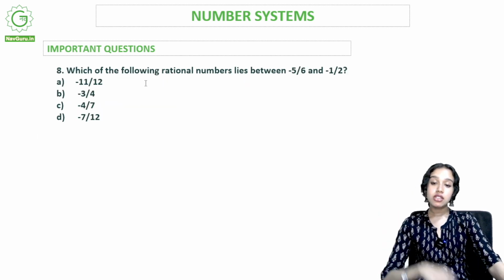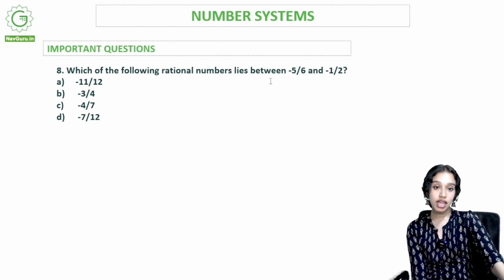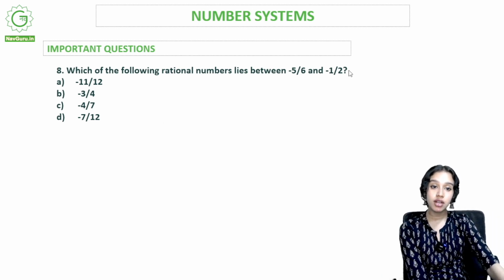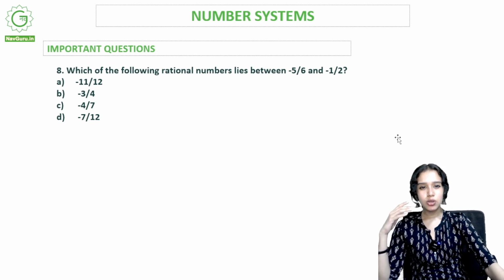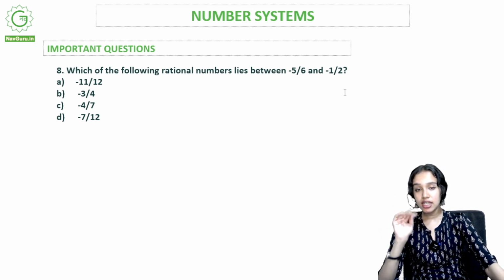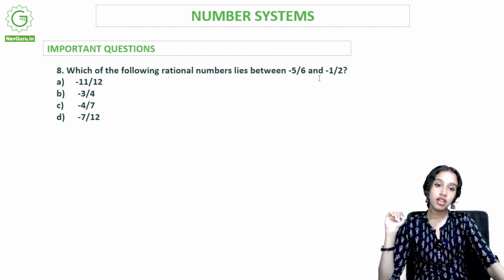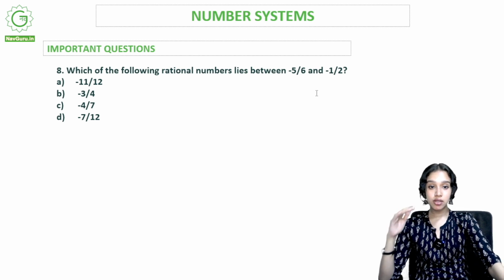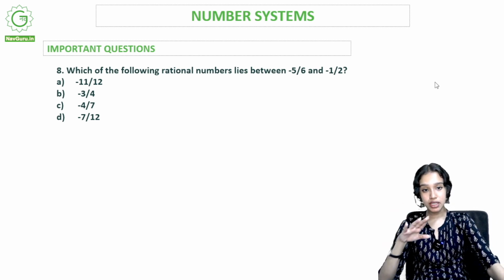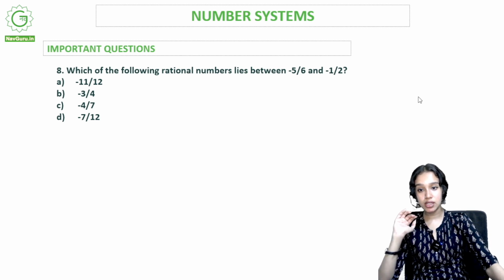Now, next question is, which of the following rational numbers lies between minus 5 by 6 and minus 1 by 2? So we have to compare two rational numbers and their denominators are different. So what are we going to do here? We have different methods of solving this problem. But here, I am going to make the denominators same for the question.